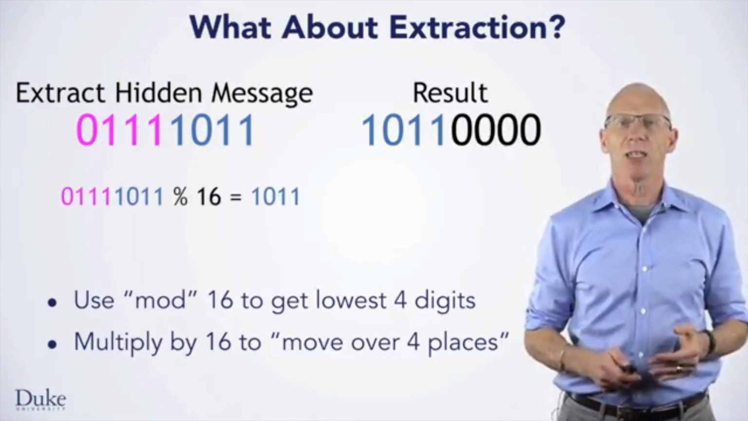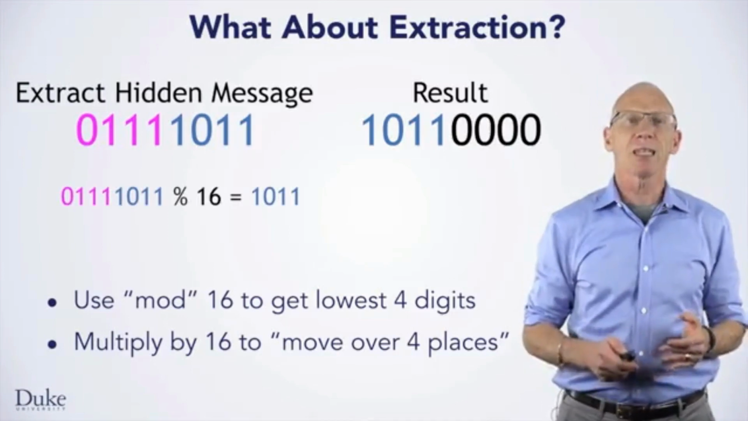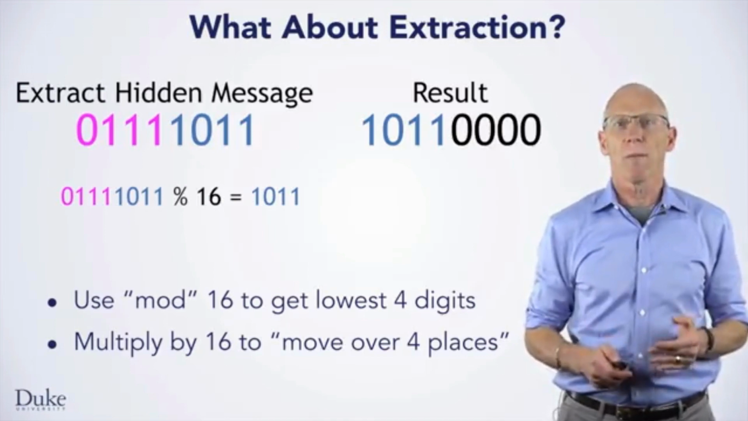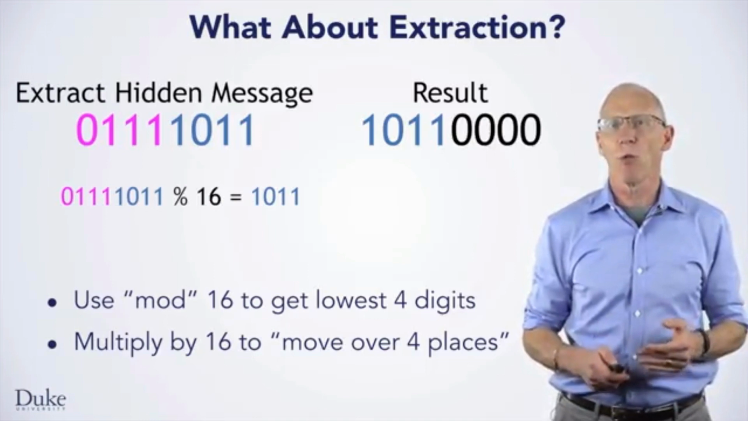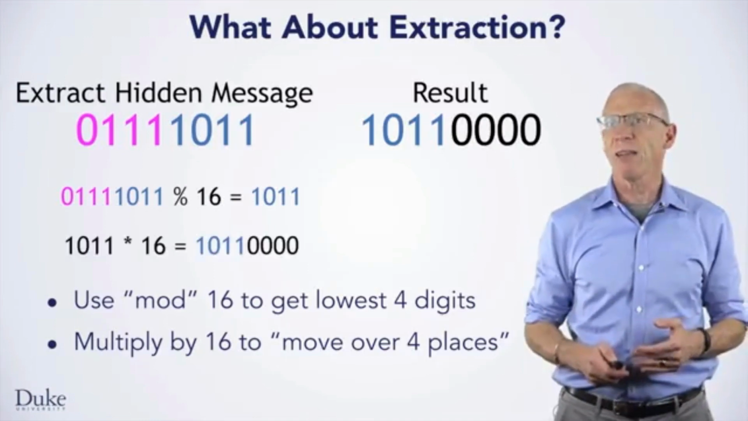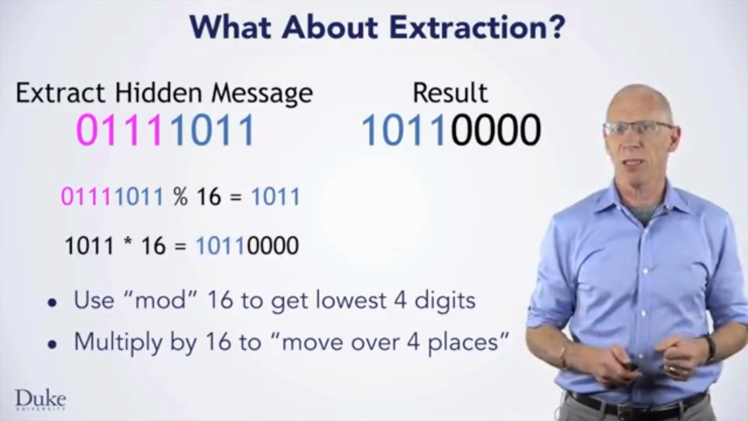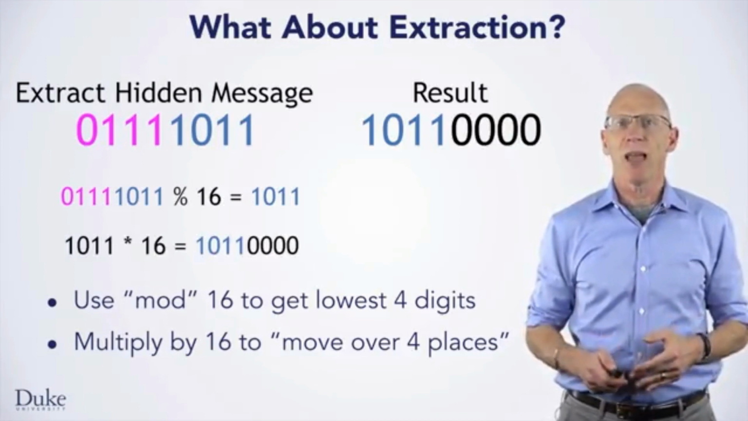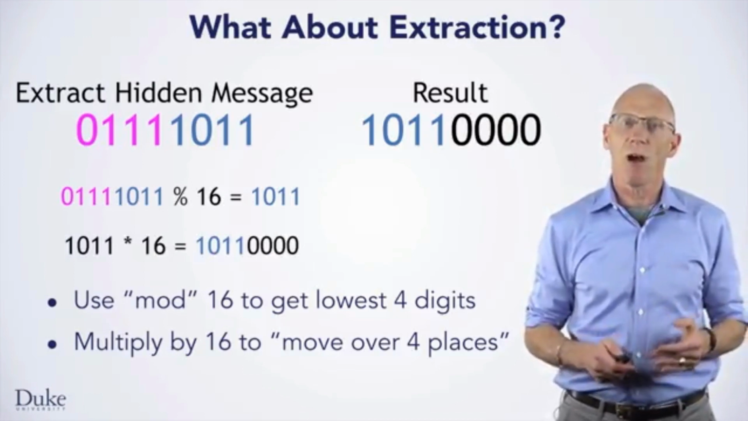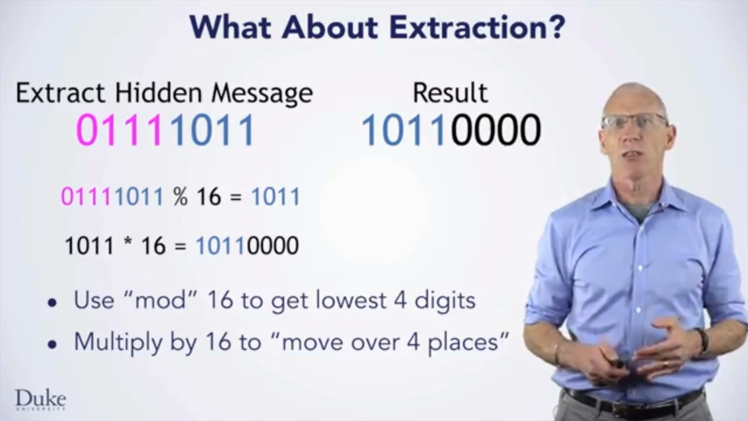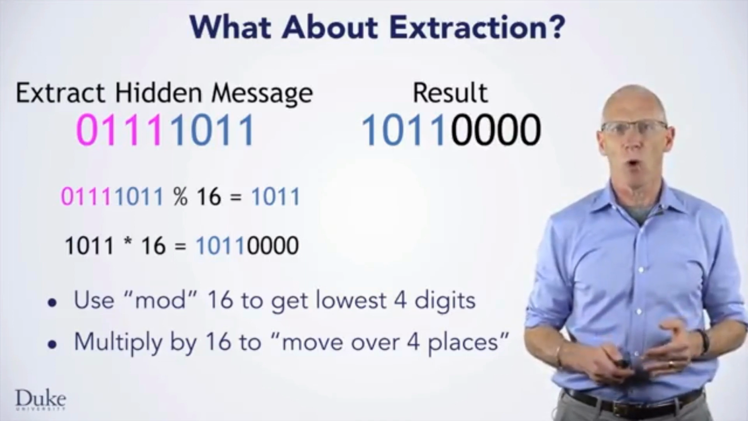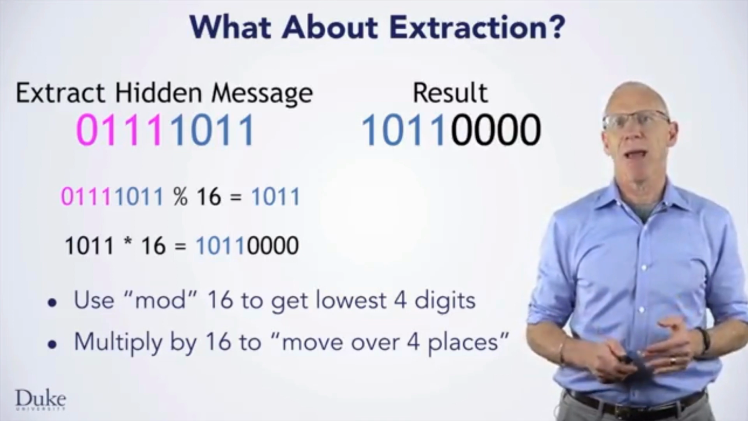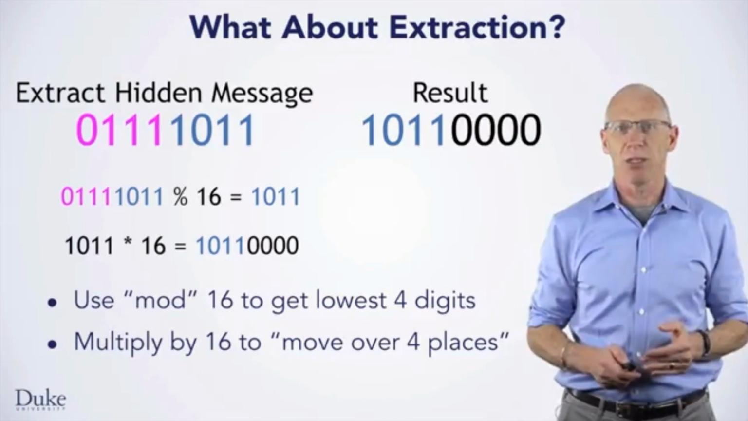Taking a number mod 16 gives you the 4 least significant or rightmost bits, the binary digits, in this case 1011. If you take that number and multiply by 16, you end up with these bits as the 4 most significant bits of an 8-bit number. You see that the leftmost or most significant bits are now 1011. That's exactly the math you need to extract a hidden image.